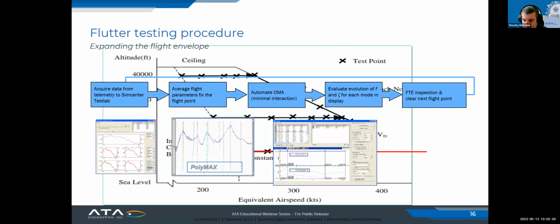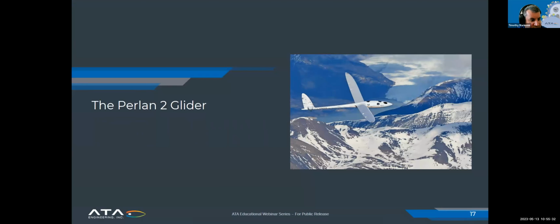So with that being said, let's get into the actual discussion of the Perlan 2 glider. And I know that Jim Payne from the Perlan project did present, I think it was a couple years ago at this point.